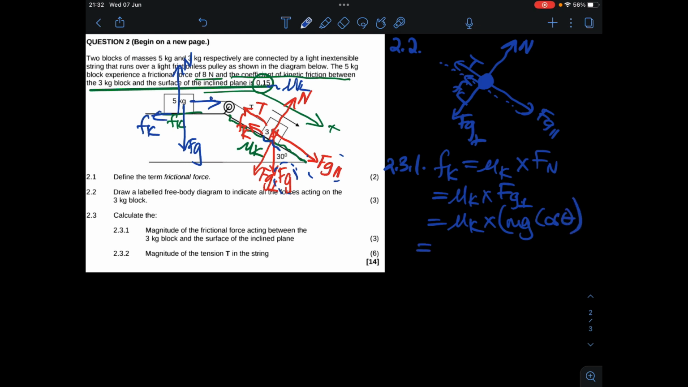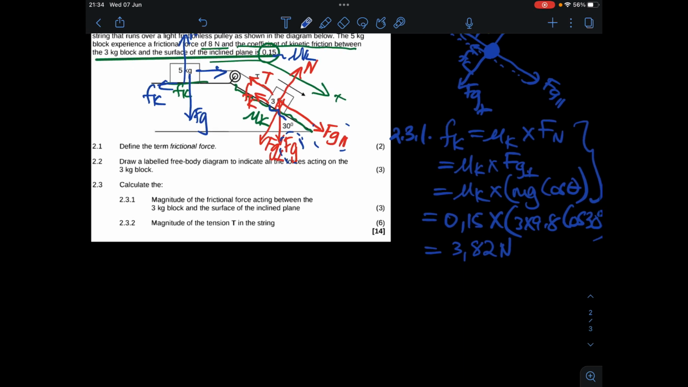Now let's substitute. You only get 1 mark for this, guys, 1 mark for any of that. So it's going to be 0.15 multiplied by the mass, 3 kg, times 9.8 times cos 30. We're given the angle there, guys. You need to punch that in the calculator. Let me put that on my calculator. 0.15 times 3 times 9.8 times cos 30. So the answer there, let me double check, yeah, it's going to be 3.82 newtons. The frictional force there is 3.82 newtons.